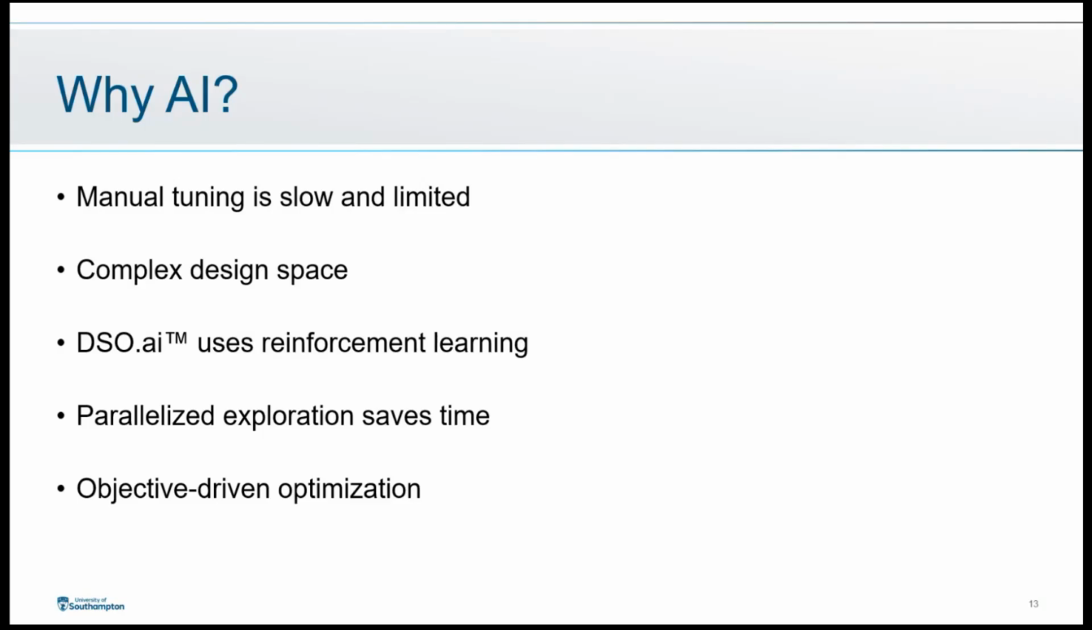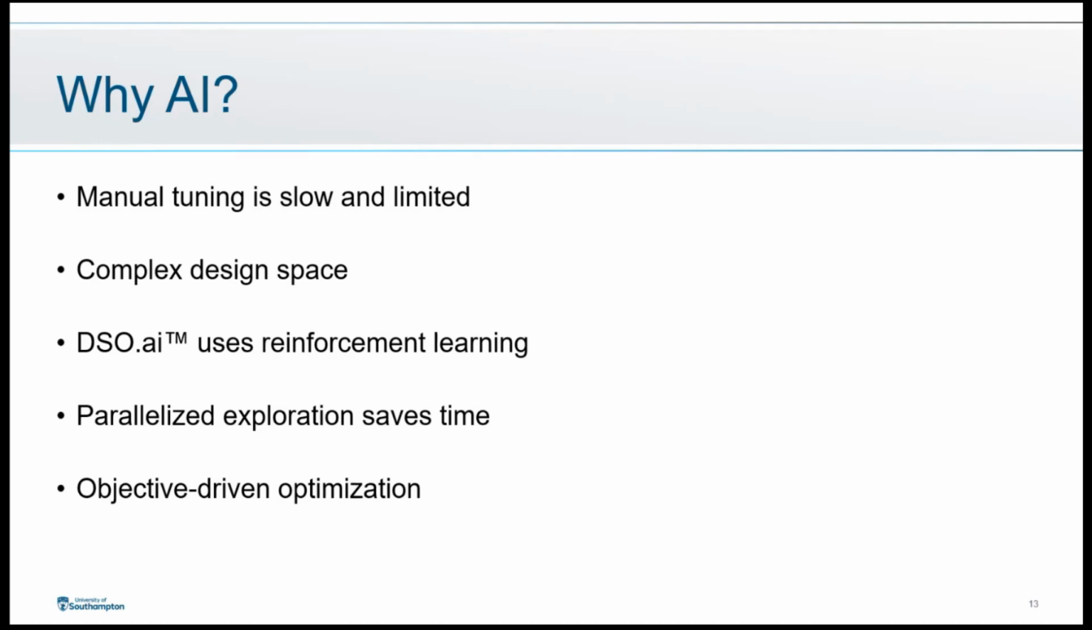Also, the number of flow parameters like cell libraries, tool settings, SDC, among many others, are too large for exhaustive human exploration, but AI can help navigate this efficiently. Also, AI tools that use reinforcement learning can learn from previous runs and then intelligently select the next set of configurations to try, and this can help improve the design progressively.